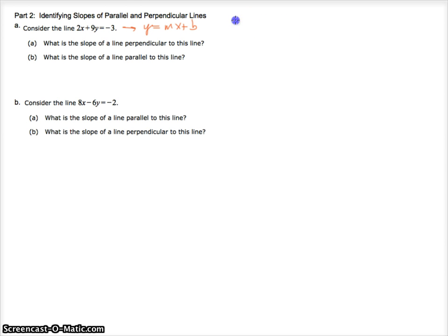So we set up 2x plus 9y equals negative 3. Subtract 2x from both sides, and I'm left with 9y equals negative 2x minus 3. Now I divide by 9. And so my equation I'm looking for slopes for is y equals negative 2/9 x minus 1/3.